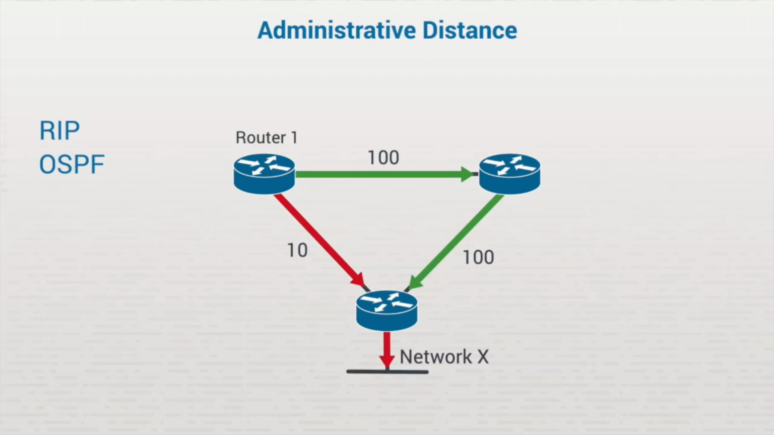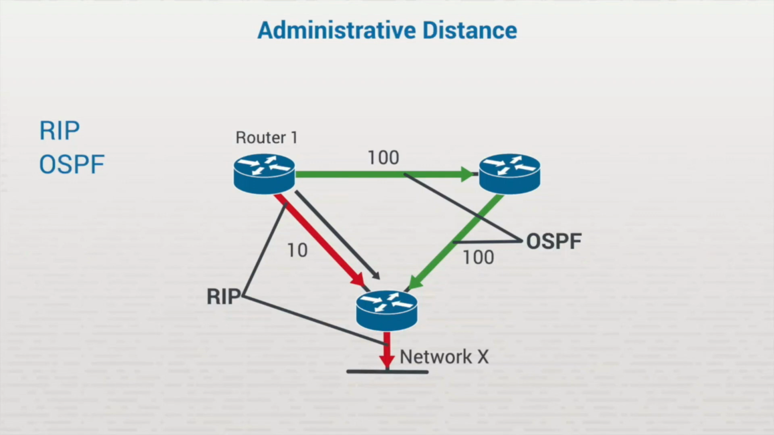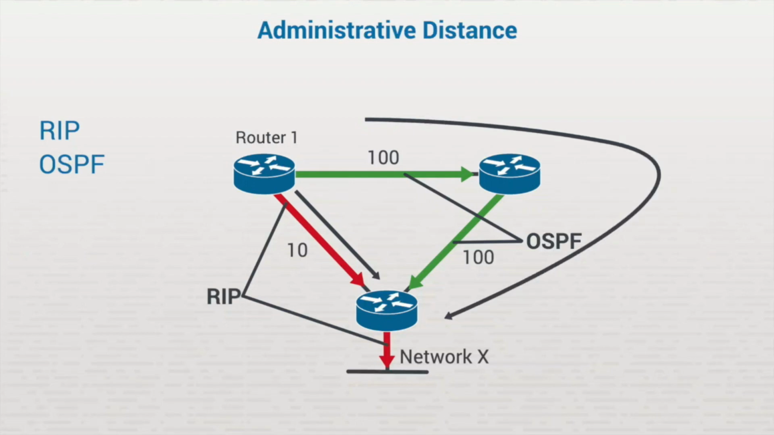So let's say that you have both RIP and OSPF active on each of these 3 devices. If RIP prefers this path, but OSPF prefers this path, Router 1 has to make a choice. RIP is saying, hey, I think we should send all the traffic down this path to get to Network X. OSPF says, I have a better idea. Let's send all the data around this faster path because of the better bandwidth. Which information does Router 1 actually trust? That's where administrative distance comes in handy.